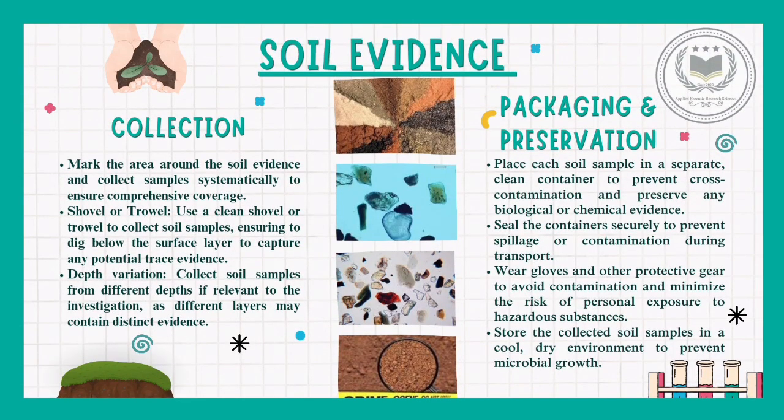Moving on further, we have soil evidence, which includes the soil samples from primary and secondary crime scenes along with the nearby areas surrounding them. Now, to collect the soil evidence, we must first mark the area to be collected and then use a clean shovel to dig the soil and collect it from both the surface and the deep layers. The soil samples should be collected from different depths if it is relevant to the investigation.